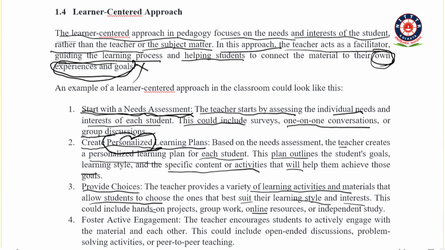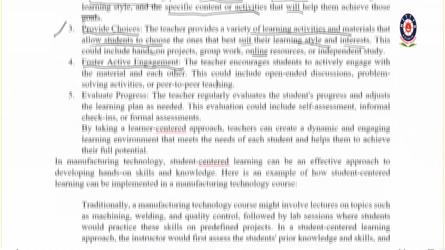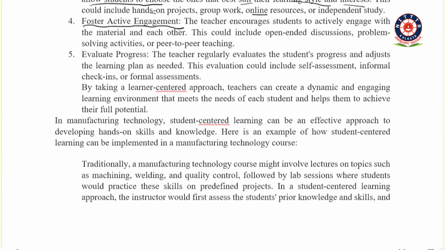And the fourth point is foster active engagement. In fact, if I do steps 1, 2 and 3, then this active engagement will already happen, I believe. The teacher encourages the students to actively engage with the material and each other. This could include open-ended discussion, problem solving activities or peer-to-peer teaching. Then of course, the last one, any teaching process ends with evaluating progress.